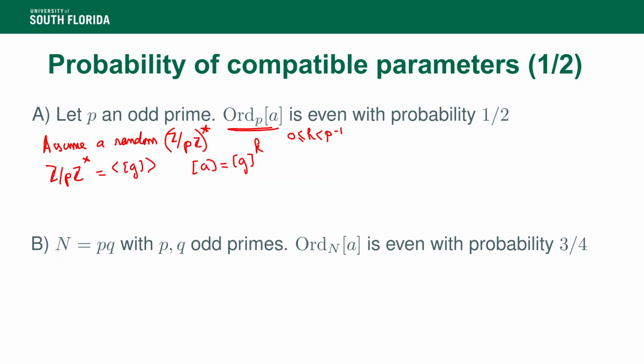Now, because drawing A at random is the same as drawing K at random, K is going to be even with probability 1/2, and K is going to be odd with probability 1/2. Now, what do we know?